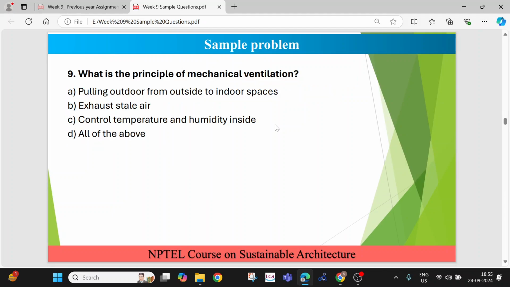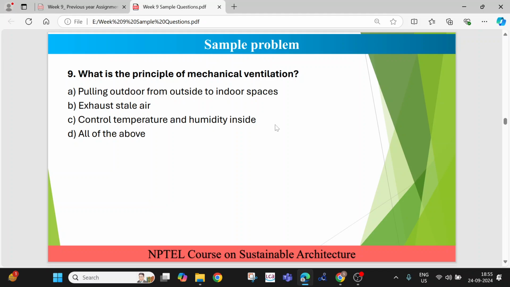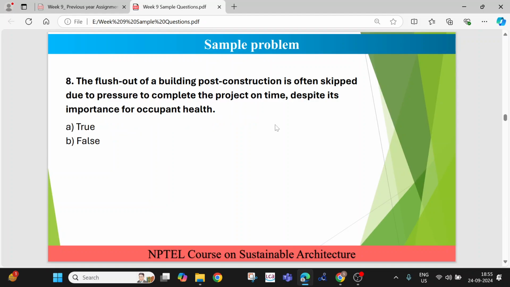Question number 9. What is the principle of Excuse me, sir. Yeah? The eighth question, I'm confused because the question states the flush out of a building post construction. So how can post construction be again pressurized for a completion of project on time? It is not talking about this flush out.